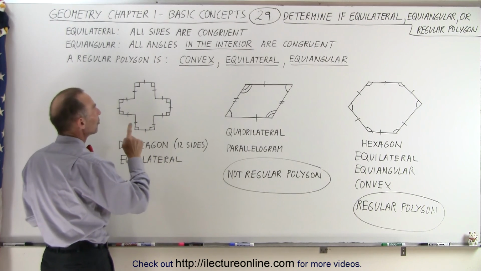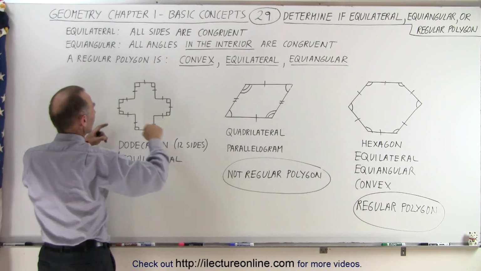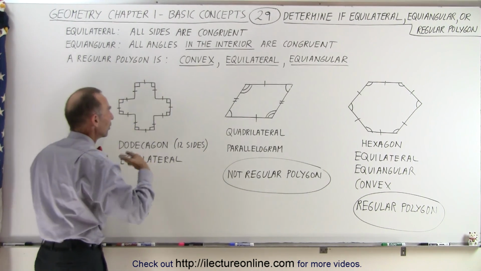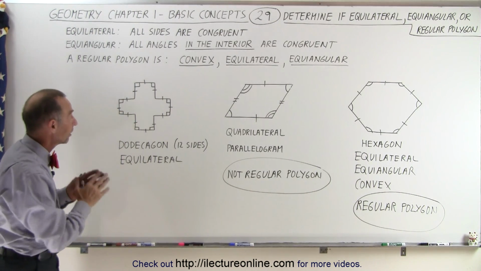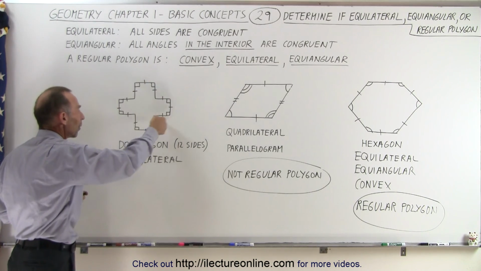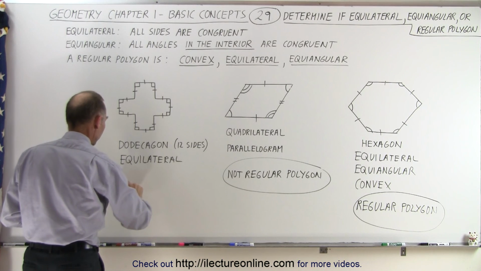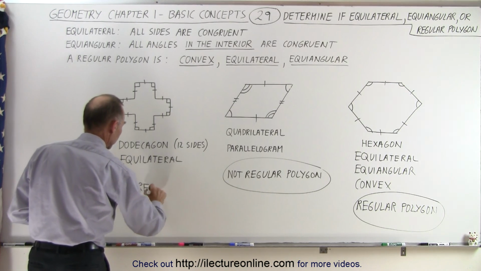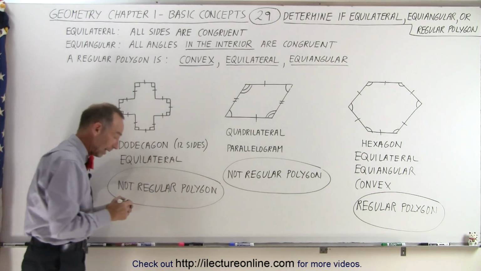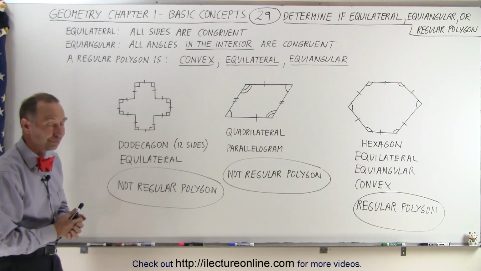However, it is not convex, because if we extend any of the line segments except the 4 on the very outside, but any of the other line segments, we can see that will cut through another line segment. So therefore, this is not convex. This is concave. Notice the 4 little caves, if you want to think about it that way. So since it's concave, it is therefore not a regular polygon. And that is how we decide which one is a regular or not a regular polygon. That's how it's done.